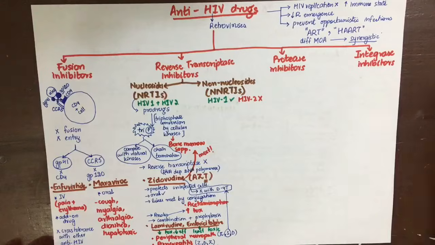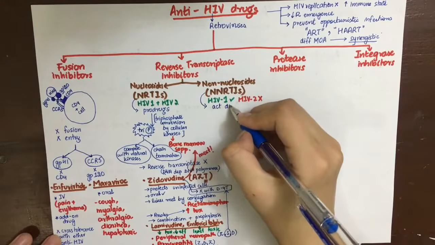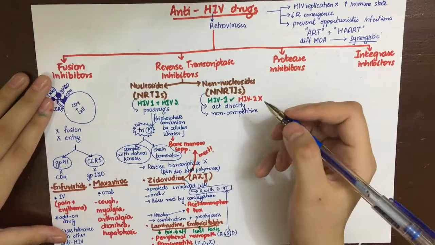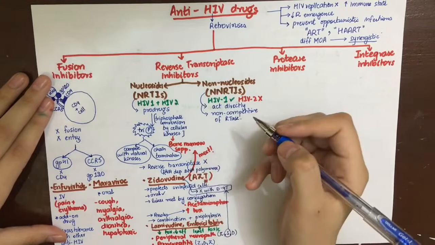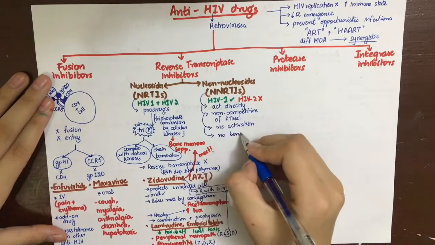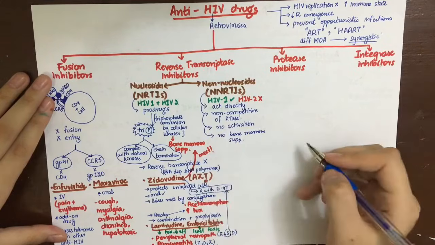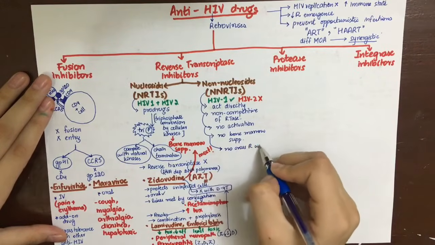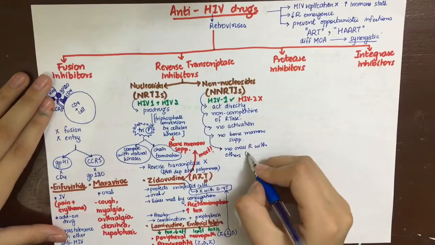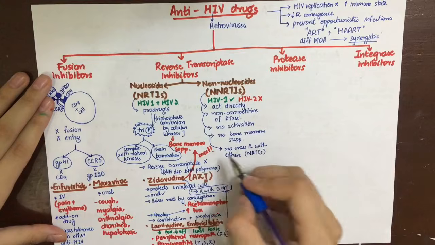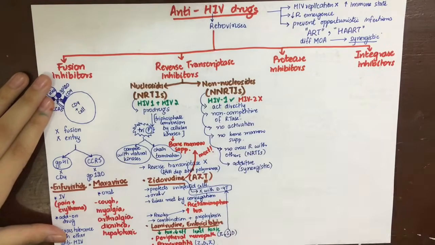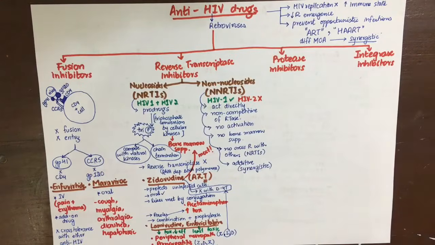Coming to the NNRTIs, they are non-nucleosides. That means they will not act by the same mechanism, but by acting directly on the reverse transcriptase enzyme and inhibiting it. It will need no activation, unlike NRTIs, and thus will cause no bone marrow suppression, and they do not have any cross-resistance with other anti-HIV drugs such as NRTIs, and their action is additive or synergistic with NRTIs.